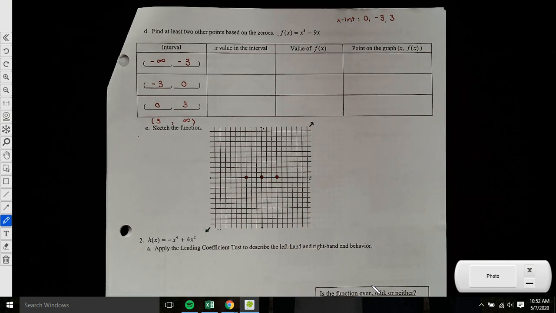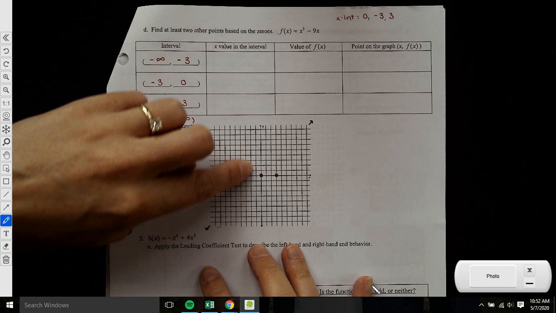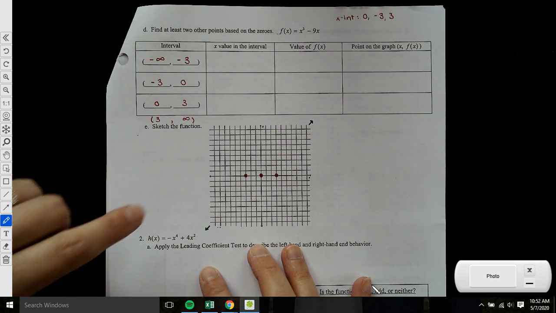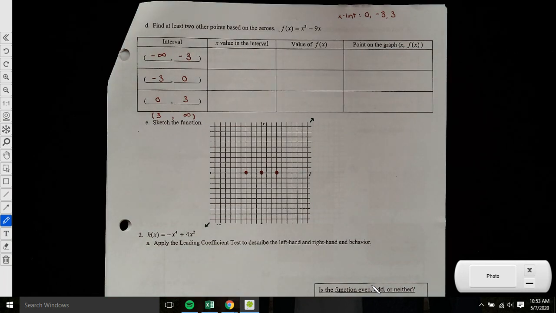So now the reason why we make these intervals and we pick x values between them is to figure out what happens between each 0. It might go like this. It might bounce off of them. It could do a number of different things. So you just want to see what points are between it.